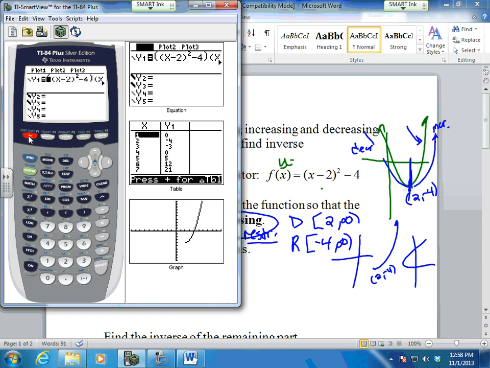Put your function in a separate set of parentheses. Then come out here after the parentheses. For some odd reason, it wants it in parentheses. Otherwise, it's using just the minus 4. And say x greater than or equal to 2. The greater than or equal to is the second test.